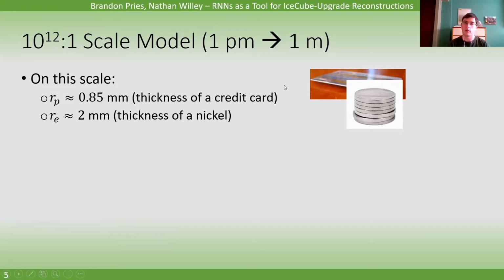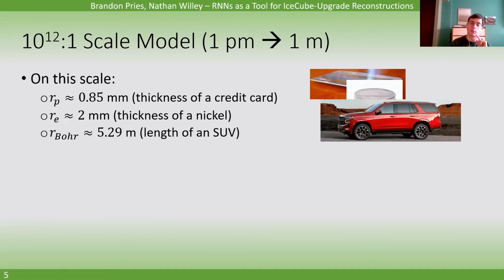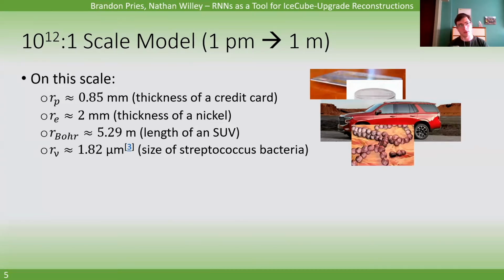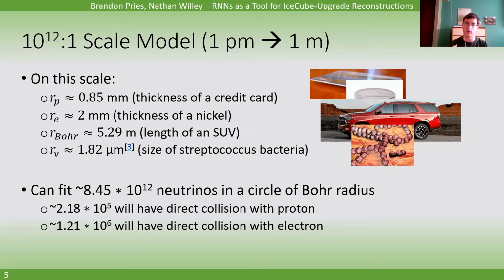The radius of an electron is about the thickness of a nickel. The Bohr radius, which would be the rough size of a hydrogen atom, is about the size of an SUV. And an upper limit on the neutrino charge radius is something like the size of a Streptococcus bacteria, which is really small. So on this scale, you can fit something like 10^13 neutrinos in this circle of a Bohr radius.